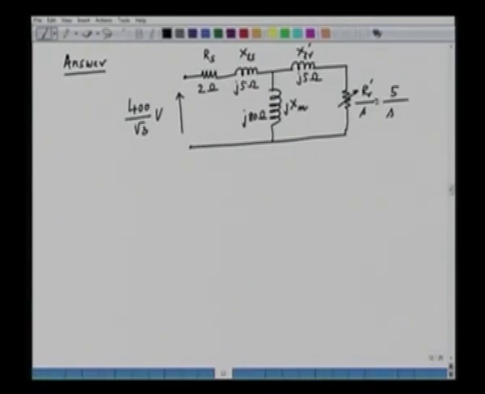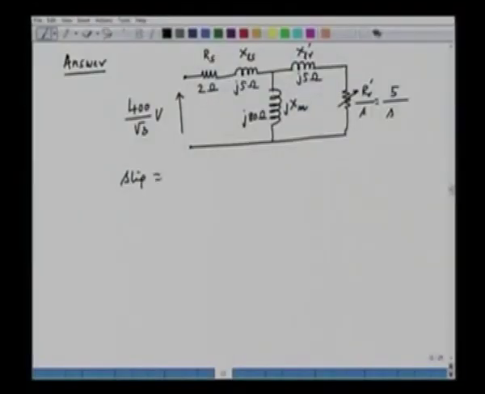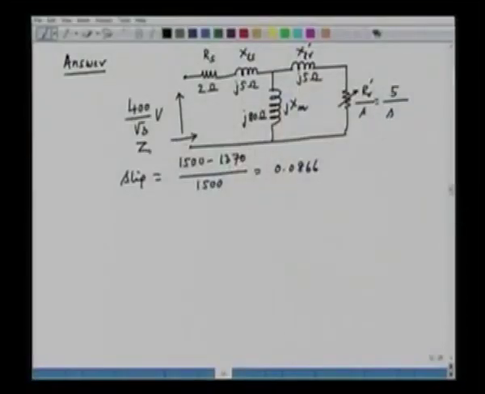So this is actually the equivalent circuit, and in this case we can find out the rated slip. The rated slip is given as 1500 minus 1370 by 1500, which is equal to 0.0866. So we have all these parameters of the machine available to us. We have the voltage, and the frequency information is also given to us. So we can find out the impedance of the machine seen from this side, and we can find out the stator current Is. In the next lecture we will discuss in detail how to find the stator current, the corresponding torque and flux components of current, and the slip speed of the induction machine.